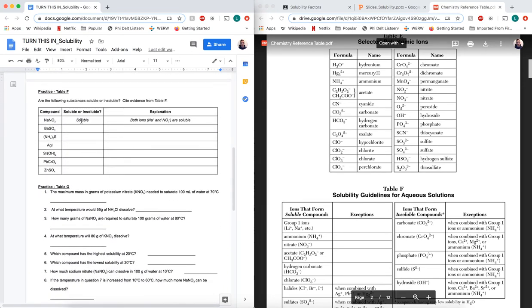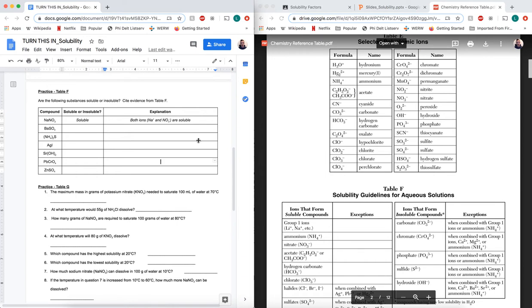Okay, so the first one I give you, this compound right here is soluble because sodium and nitrate are both soluble. It's pretty easy to look at this and go, Na, okay, that's sodium, good, got it. But we're not as familiar with these polyatomic ions. Luckily, you have this polyatomic ion table. So look, there's NO3 right there, nitrate. So we have sodium nitrate compound here.